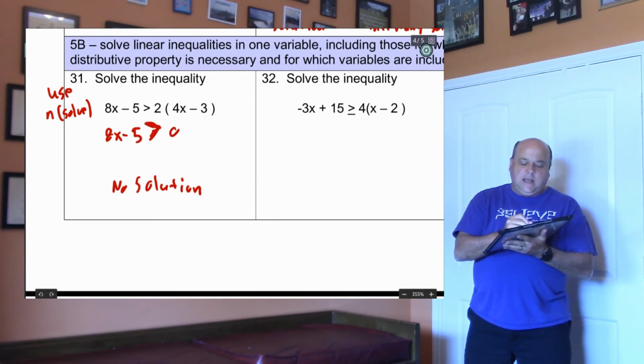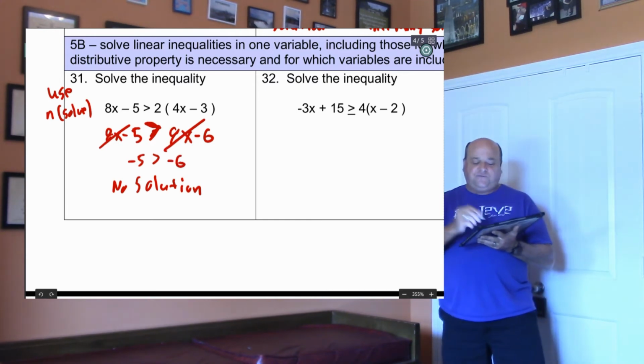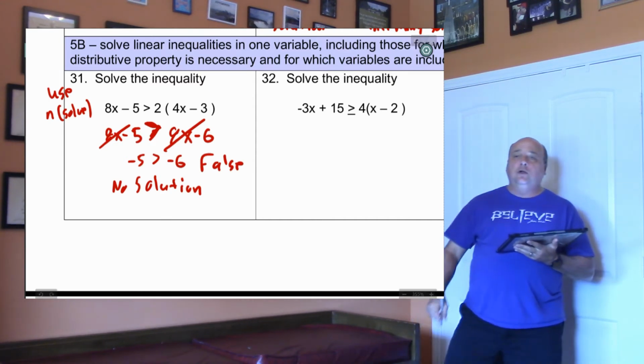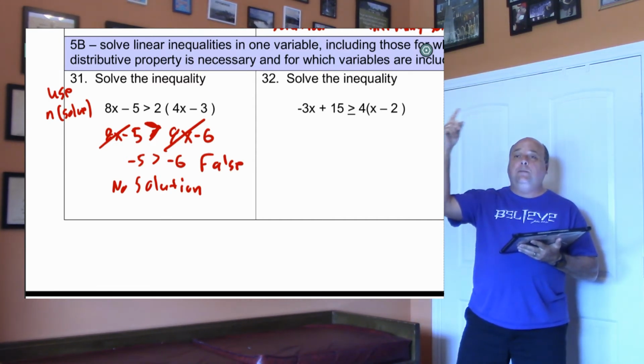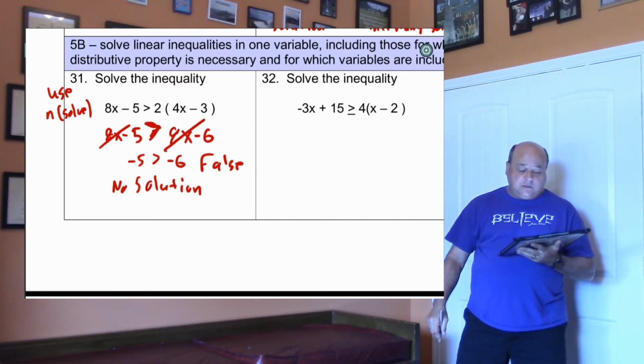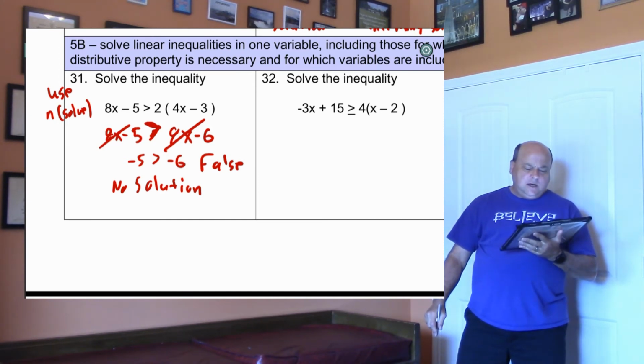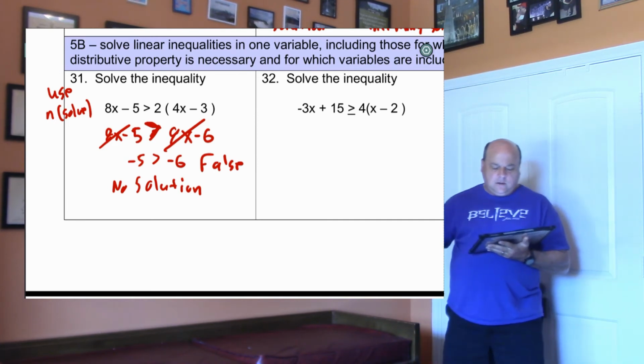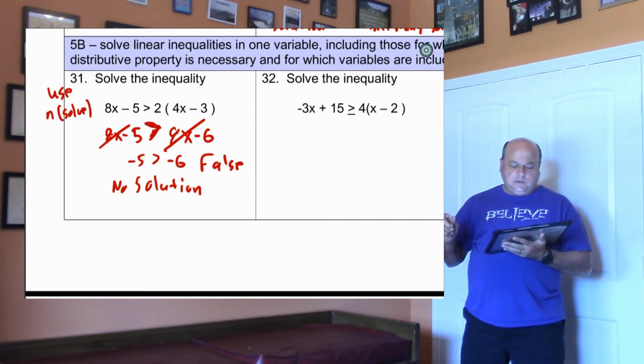Greater than 8x minus 6. The 8x's cancel out. Negative 5 greater than negative 6. That's false, isn't it? If it's false, the answer would be no solution. If it were true, it would be infinitely many solutions. Negative 5 is greater than negative 6. Why is it not infinitely many solutions?